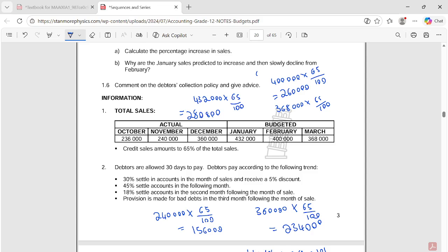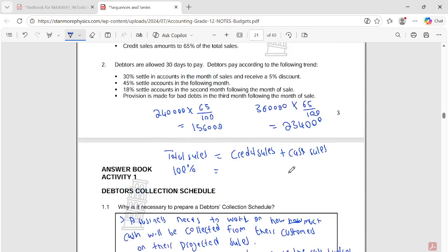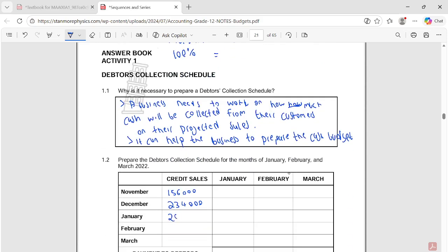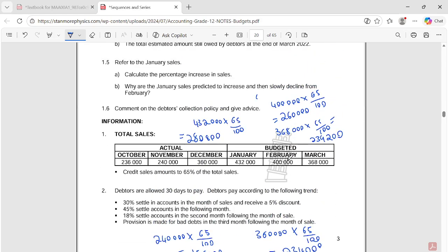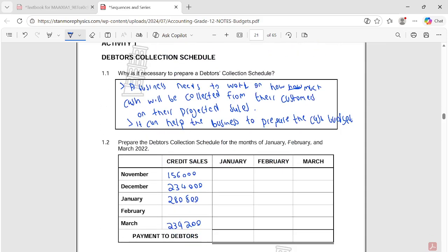And then for March, 368 multiplied by 65 over 100, I'm having, let me write here, 239,200. So 280,800 for January, 280,800, and then for March is 239,200. And then what about February? February is 260,000. So my February is 260,000, right?